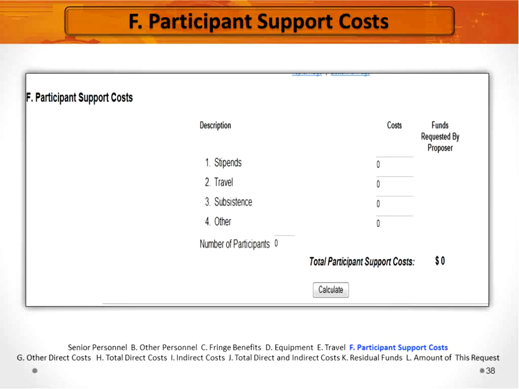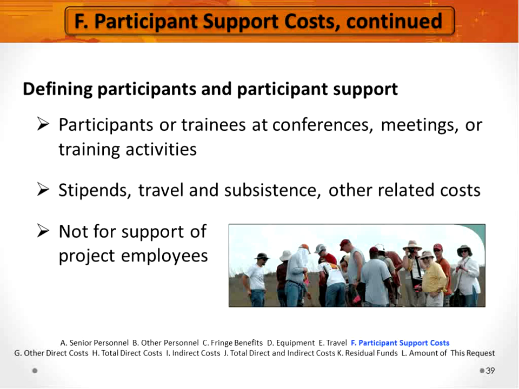Moving into participant support costs. So if your college is planning to host or offer conferences, meetings, training workshops, or other short-term instructional activities as part of your grant, the cost to support the participants, the attendees, or trainees of those events would be budgeted here. Participant support costs can be used for stipends, travel, and other related costs to support attendance at workshops or conferences.